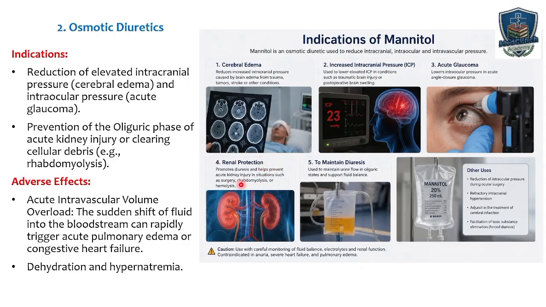especially in rhabdomyolysis. Rhabdomyolysis may lead to acute kidney injury because when there's a rapid breakdown of skeletal muscles, there'll be an increase in myoglobin, and myoglobin is very much nephrotoxic. So to prevent kidney damage, especially in the oliguric phase, we may use mannitol. It's also used to maintain diuresis, especially in the oliguric state.